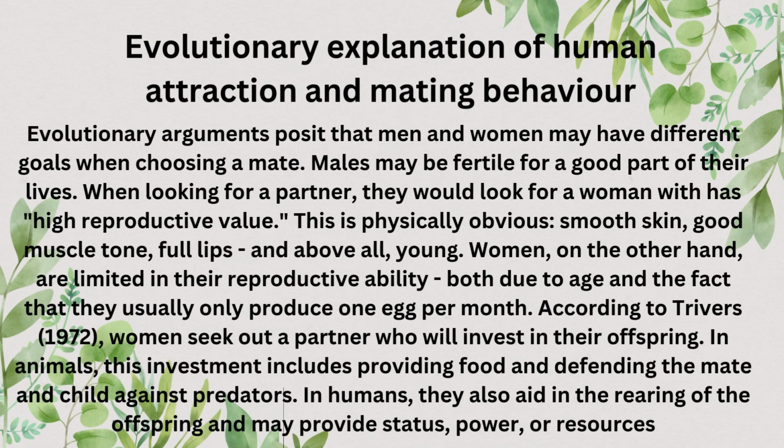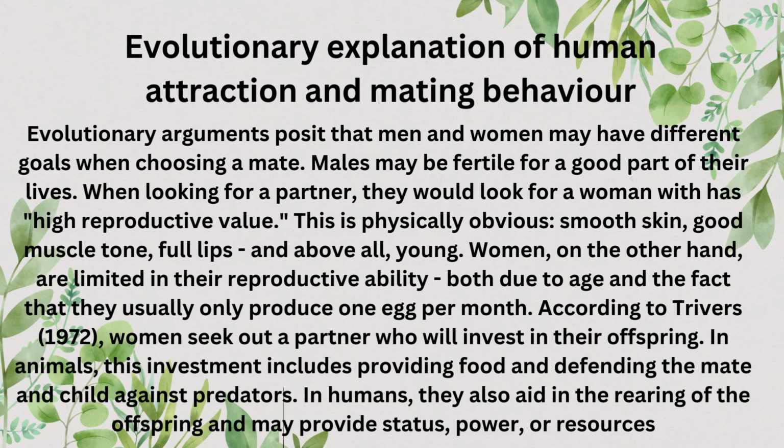Well, evolutionary arguments posit that men and women may have different goals when choosing a mate. Males may be fertile for a good part of their lives. When looking for a partner, they would look for a woman who has high reproductive value. This is physically obvious: smooth skin, good muscle tone, full lips, and above all, young. Women, on the other hand, are limited in their reproductive ability, both due to age and the fact that they usually only produce 1 egg per month.